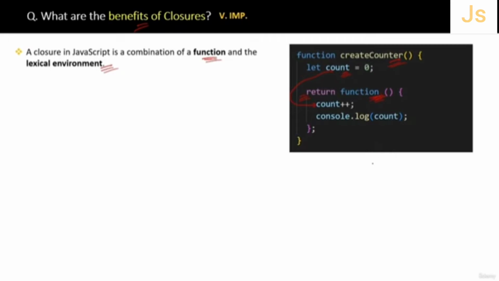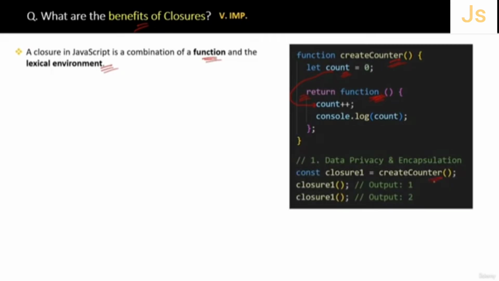Now outside, we are assigning the return of the createCounter function to a variable named closure1. And then we are calling our closure1 like this, closure1. The output is 1 because initially the count was equal to 0, but inside the function, it is incremented to 1.